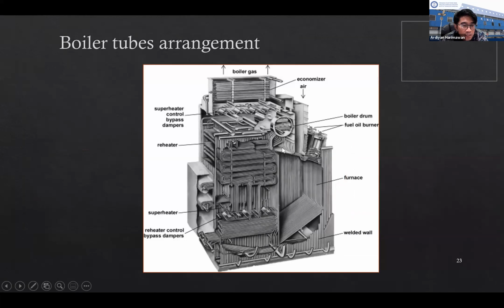Okay, I think this is the diagram of the boiler tubes arrangement. Here you can see where the superheater is, where the reheater is, where the economizer is, where the boiler drum is, and this is the furnace, etc.